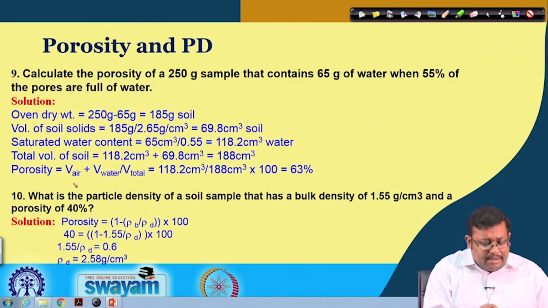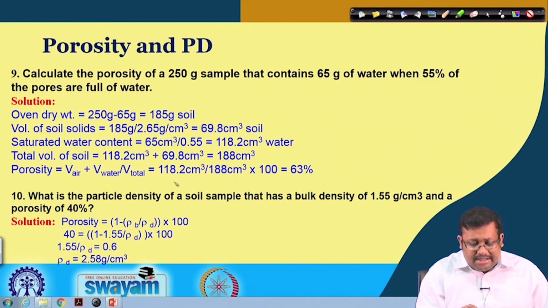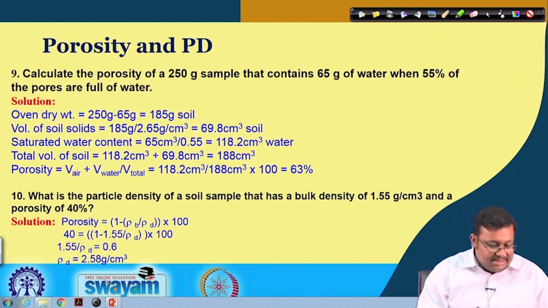So, porosity will be volume of air plus volume of water over volume of total. We know the volume of air plus volume of water is 118.2 cubic centimeter, that is the saturated water content, over the total volume of soil. So, it is 188 cubic centimeters. So, ultimately we are getting porosity of 63%.